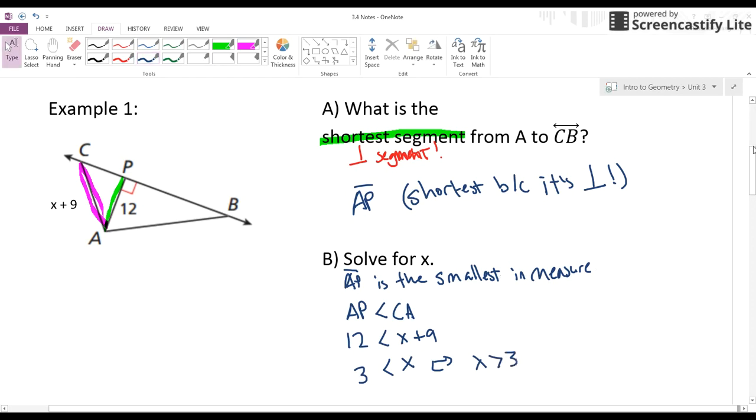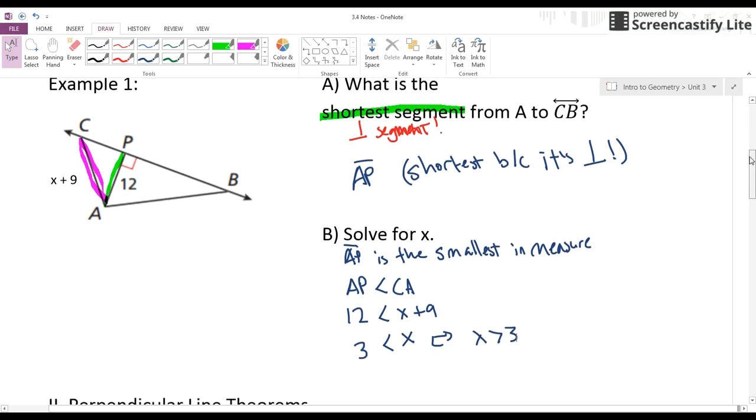Okay. But again, this is a little tricky. We're not writing an equation. It's going to be an inequality because that side, CA or AC, is not going to be the same length or even smaller than AP. So we want to use the inequality sign to create the problem. Okay.